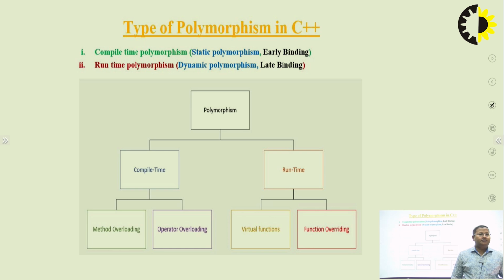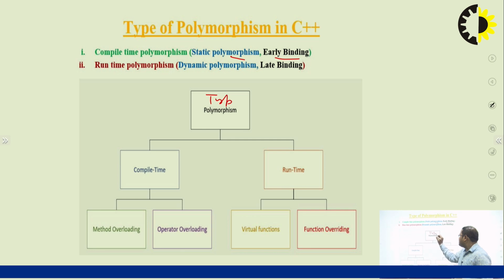Types of polymorphism in C++. It is a very important concept. There are two types of polymorphism: compile time polymorphism and runtime polymorphism. Compile time polymorphism is also known as static polymorphism, and it occurs due to early binding. And runtime polymorphism is known as dynamic polymorphism, and it occurs due to late binding. So in this diagram we can see the types of polymorphism: compile time and second is runtime.